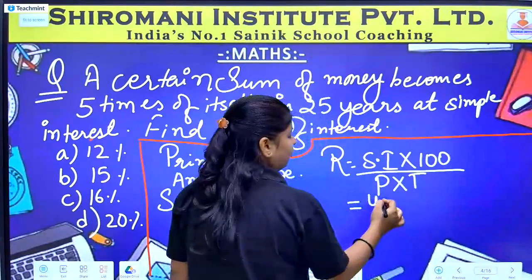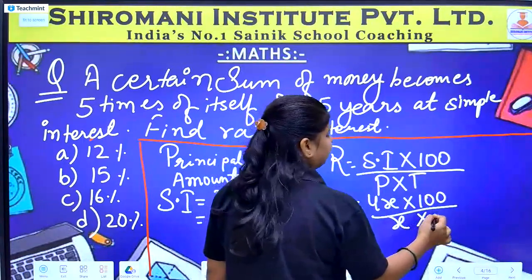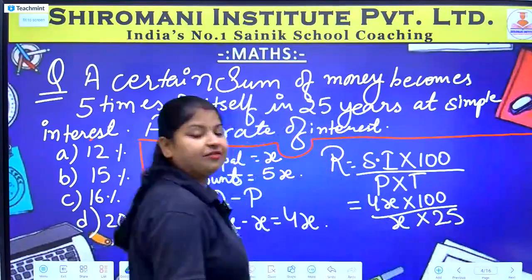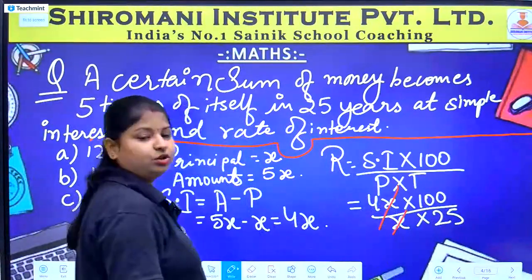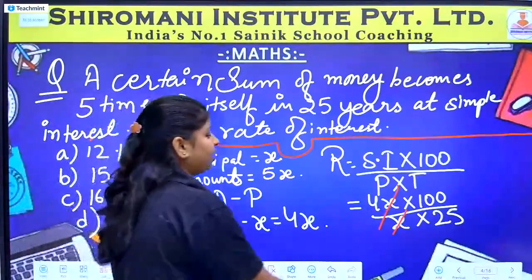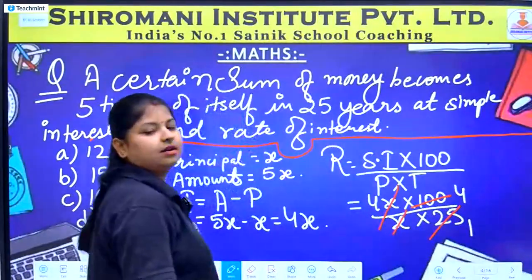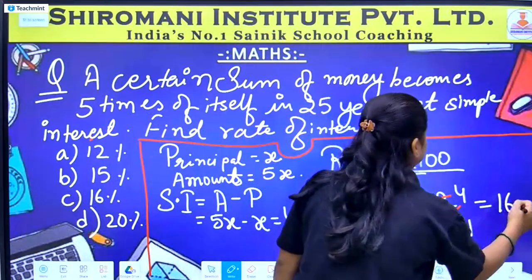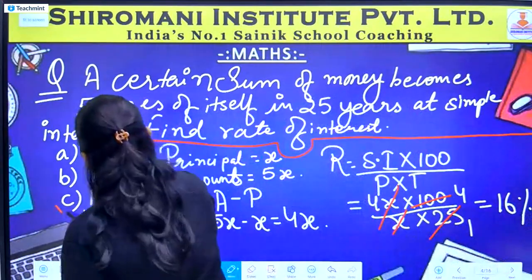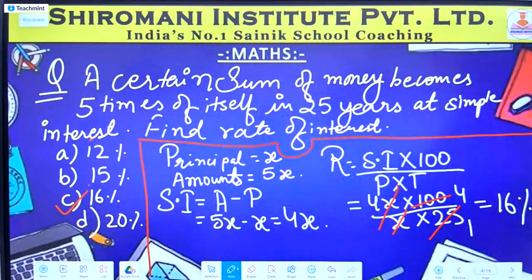So SI is 4x into 100. P is x and time is 25 years. Just put the values. x and x, you can easily simplify. 25 into 1 is 25, and 25 into 4 is 100. 4 fours are 16. So 16% is my answer. That is option C. 16% is the answer, option C.